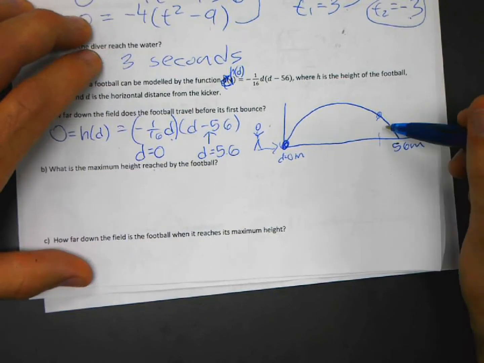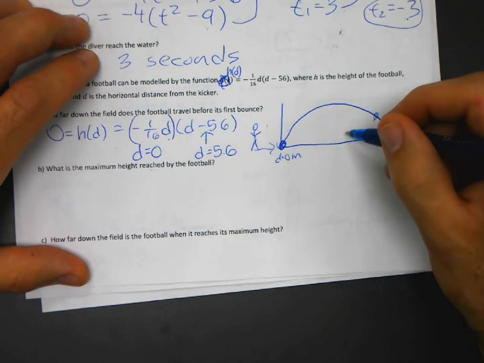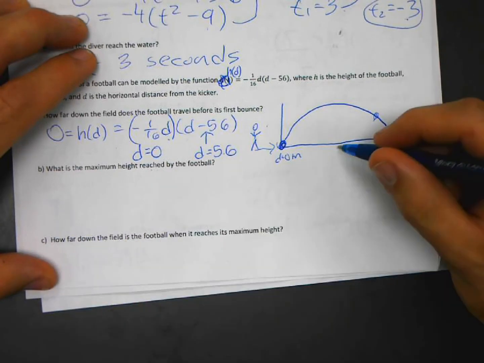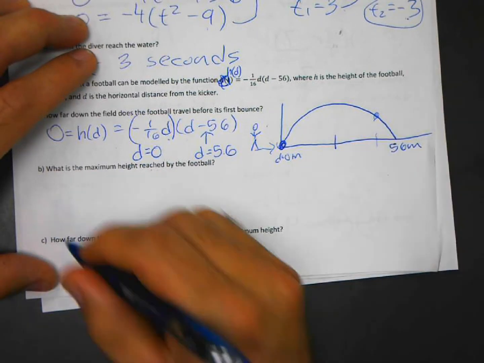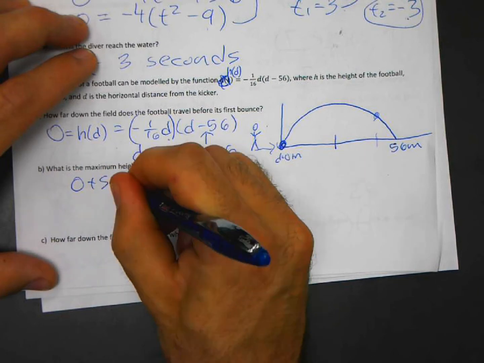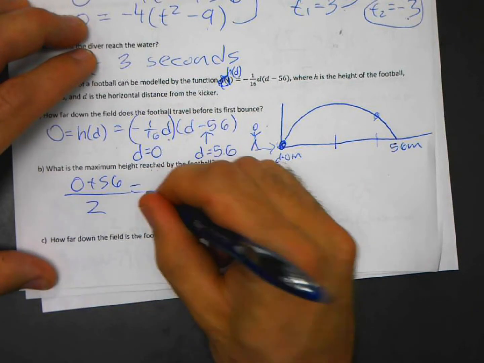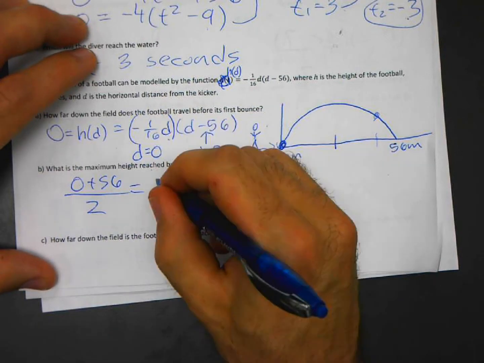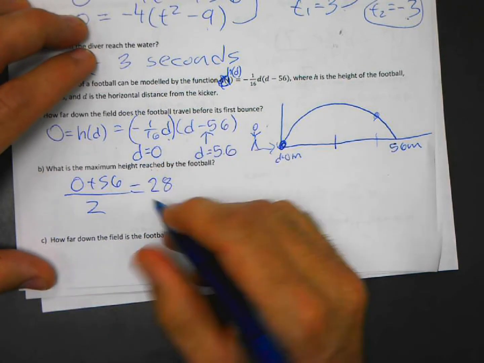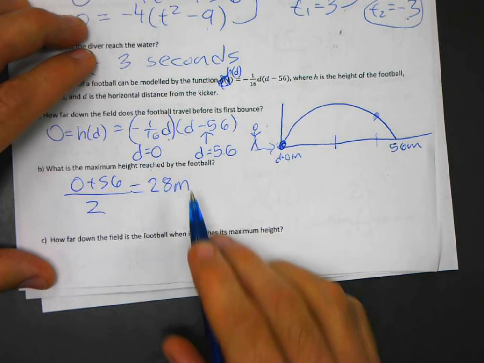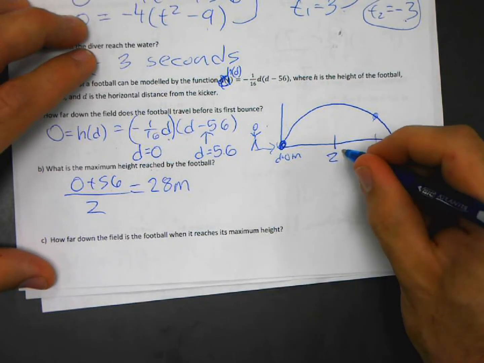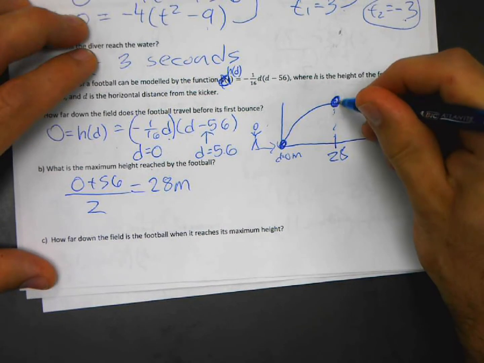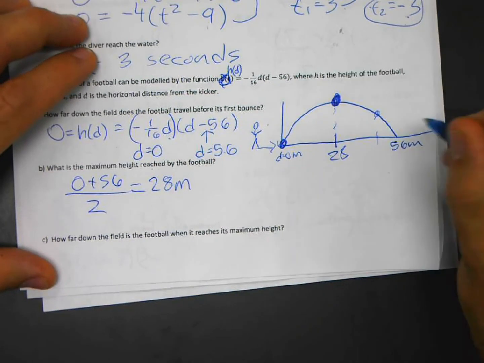Now, what I want us to do here is find the maximum height reached by the football. Well, the middle of these two numbers is 0 plus 56 over 2. This is how you compute your average. If you have a 0 and a 56, your average would be 28. In this case, we're talking about meters. So at 28 meters, we should get our maximum height. The question is, what is that maximum height?